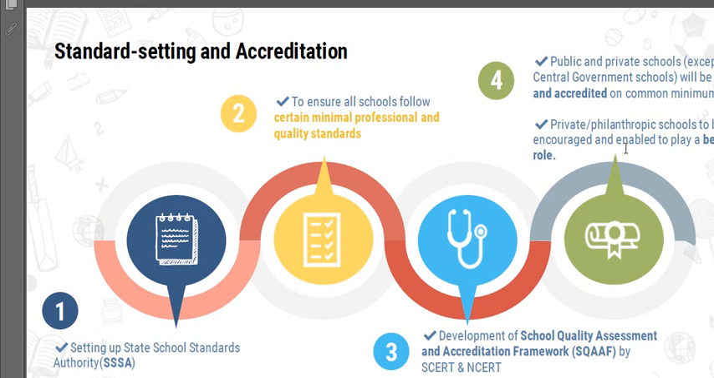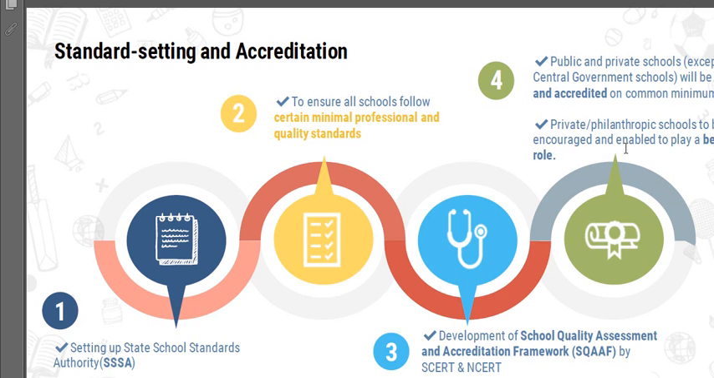Next is standard setting and accreditation. Number 1. Setting up the State School Standards Authority, SSSA. Self-disclosure of all the basic regulatory information of all schools at the SSSA and on the school website. Number 2. To ensure all schools follow certain minimal professional and quality standards. Number 3. Development of the School Quality Assessment and Accreditation Framework, SQAAF, by SCERT and NCERT. Periodic health checkup of the overall system through a sample-based National Achievement Survey, NAS.